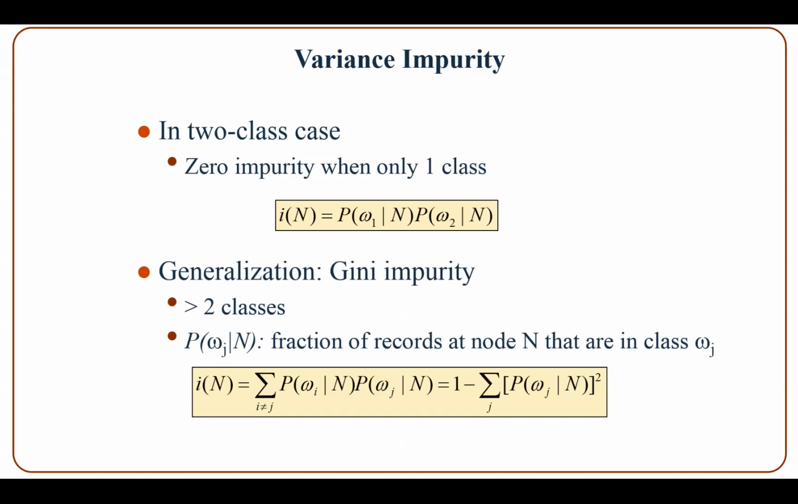The generalization of the variance impurity is called Gini impurity, and it is the sum of the product of the fraction of records that are in class omega j times the fraction of records that are in class omega i, with i not equal to j. This Gini impurity can be rewritten into a better form, as you can see.